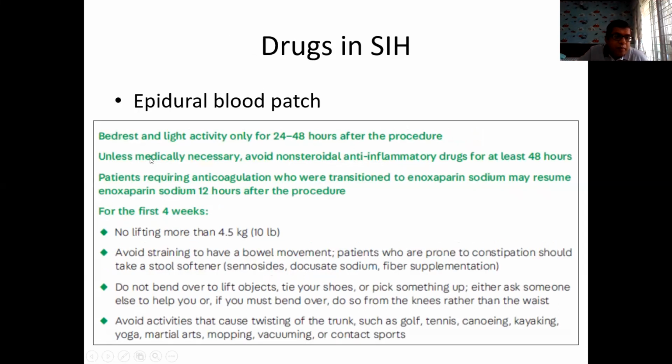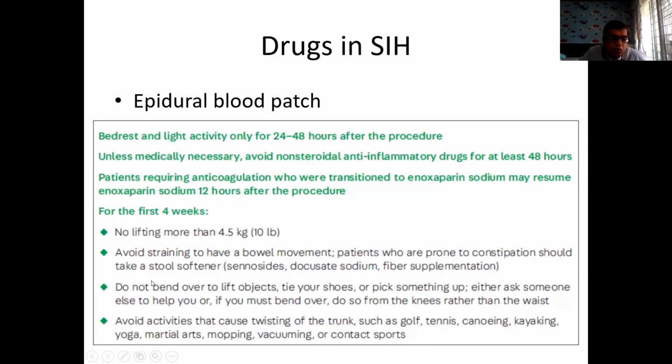After the patch, one has to remember what things have to be done. The patient has to remain in bed for 24 to 48 hours. Don't give NSAIDs, antiplatelet agents, or anticoagulation. If you have to give anticoagulation, one can start enoxaparin in some of these patients. And for the first 4 weeks, the patient should not lift more than 10 pounds of weight. You should avoid straining during bowel movements, so you can use bowel softeners in these patients.